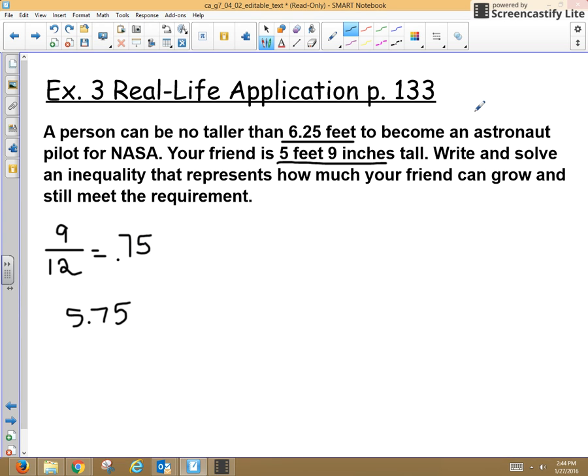And they can grow, I'll say h will be the height that they can grow. And they have room to grow as long as they are no taller than 6.25 feet. So that's the maximum height that they can be. They can be equal to this amount, but they cannot be greater than this amount. So they have to be less than or equal to 6.25.